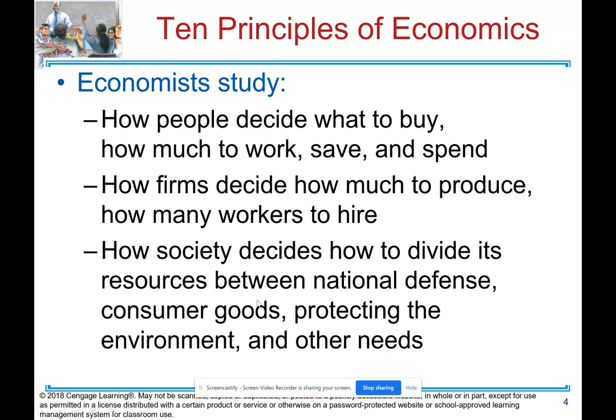Economists study how people decide what to buy, how much to work, save, and spend, how firms decide how much to produce, how many workers to hire, how society decides how to divide its resources between national defense, consumer goods, protecting the environment, and other needs.